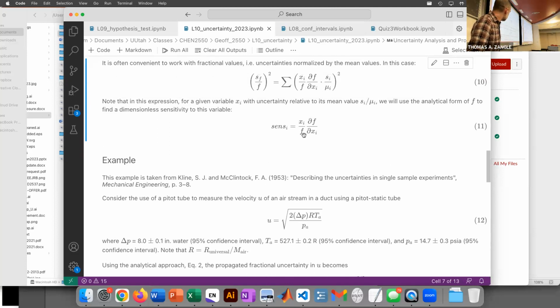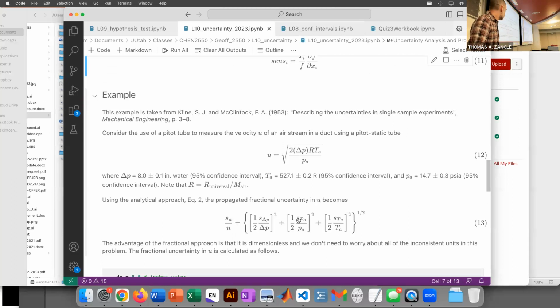So it'd be PA over U times dU dPA, right? Partial of U with respect to ambient pressure. And again, that just resolves to 1/2, right? So we take that quantity squared and we add it to, we do the same procedure for ambient temperature. We end up with actually the same coefficient in this case. And then the square root of that entire expression, after we add up all of those parameters together, gives us the relative uncertainty in the velocity, right?